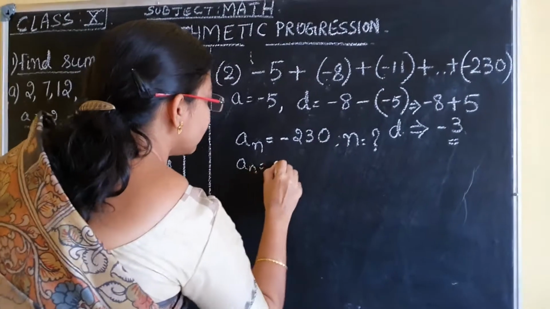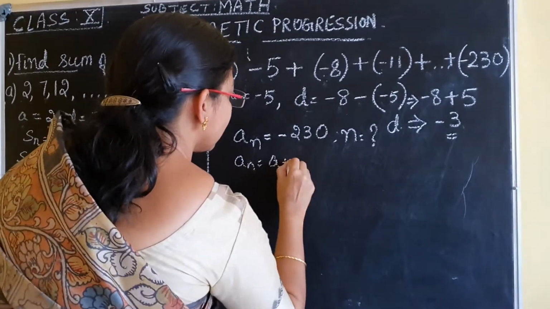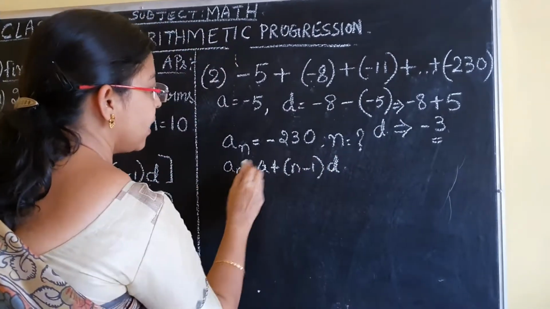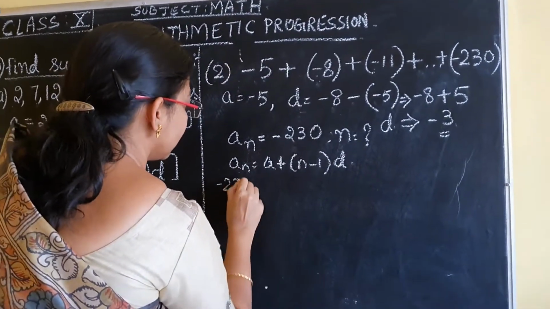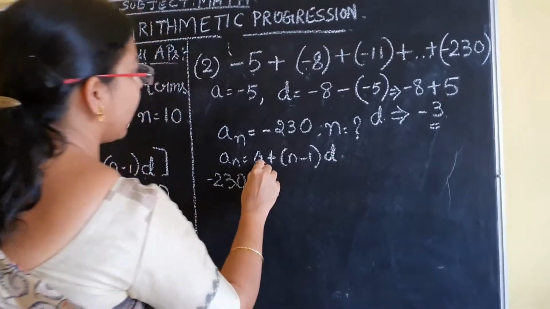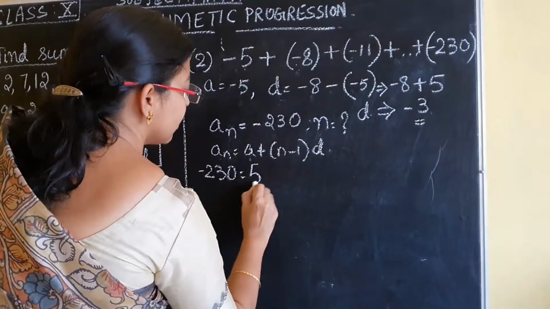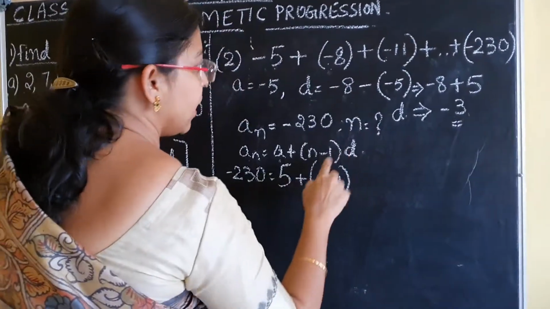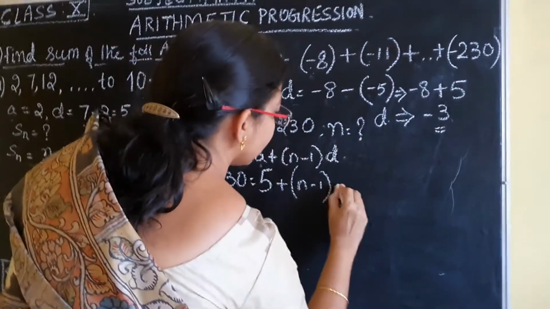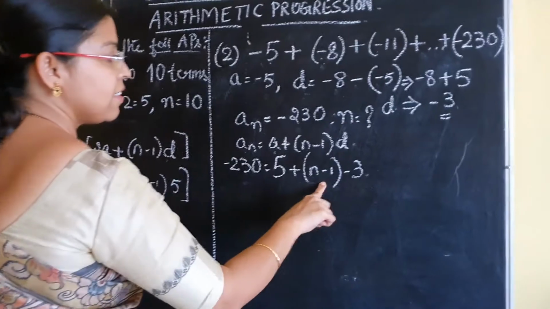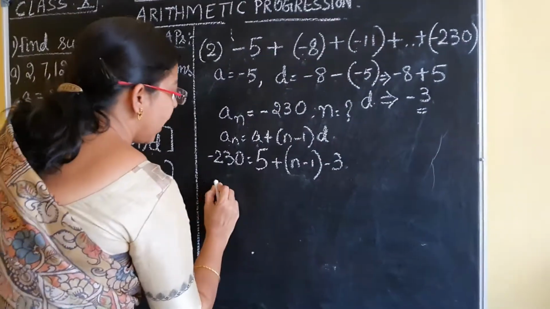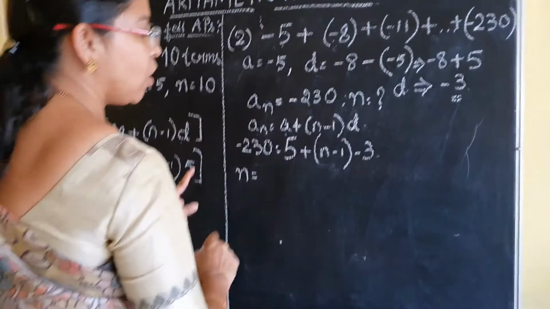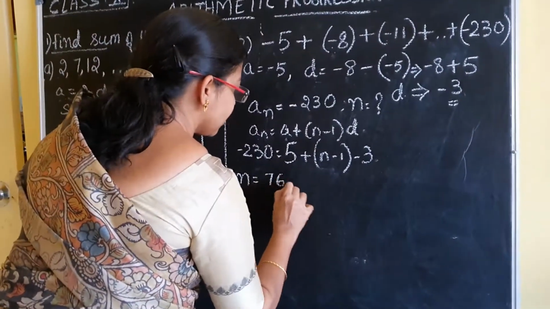An we know that it is a plus n minus 1 into d. An is minus 230 is equal to a value, minus 5, we don't know the value of n, into d, which is minus 3. From this you can get the value of n, which will give you the value of n as 76.